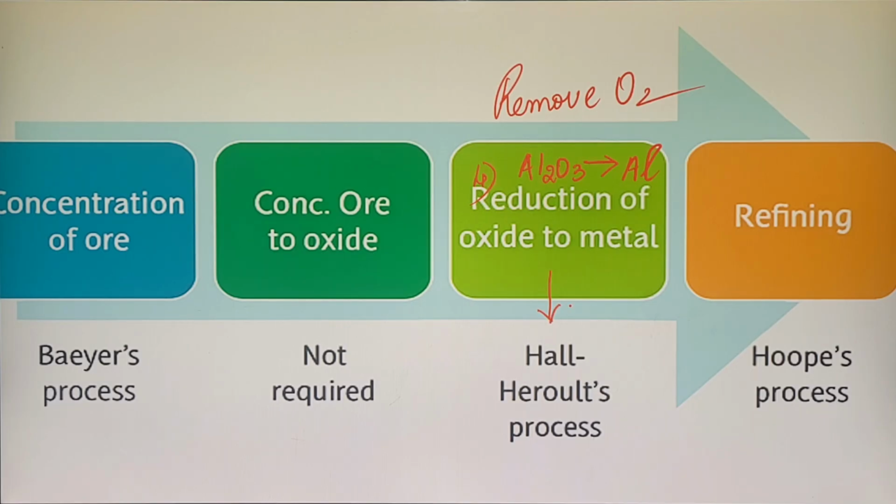Now this process is called the Hall-Héroult process. Whenever from aluminium oxide or alumina we try to remove oxygen, that process is carried out by the Hall-Héroult process, and it is a very important question that is asked in the board exam. So today we will be doing this topic in a lot of detail. And the last step, as you know, once you get the pure aluminium in your hand, you need to refine it. Now, what is the meaning of the word refining? You need to make it pure.